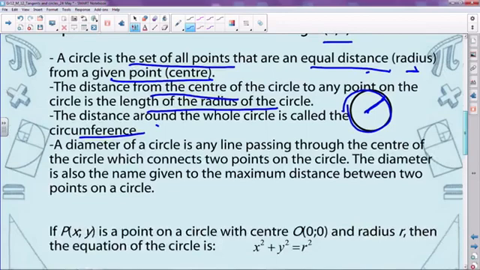The diameter of the circle is any line passing through the center of the circle which connects 2 points on the circle. So 2 points drawn on the circle and passing through the center, that line that connects those 2 points is called the diameter. It is also the name given to the maximum distance between any 2 points on the circle.